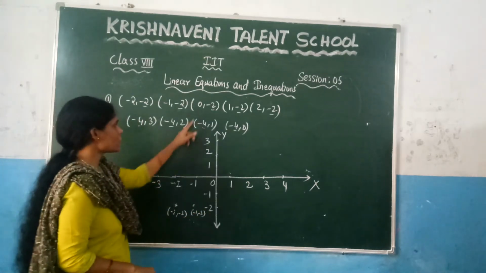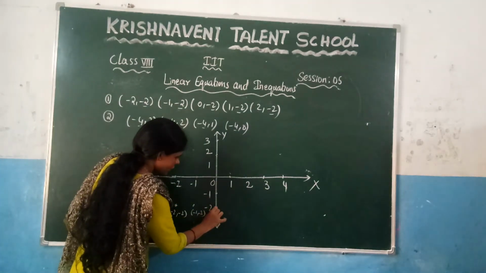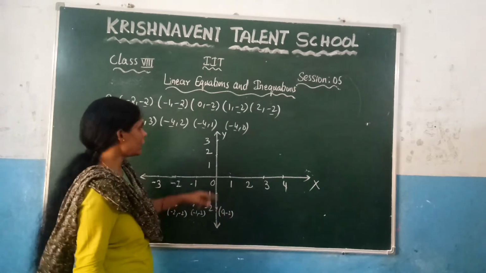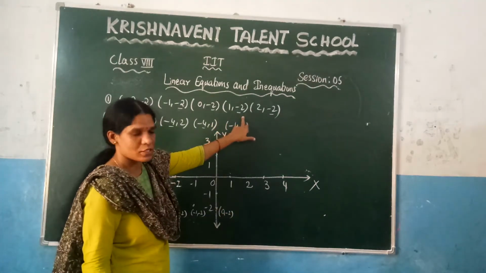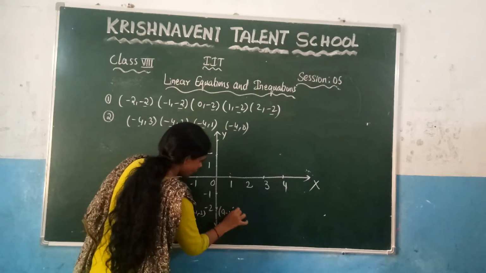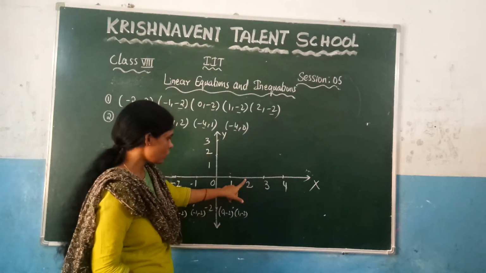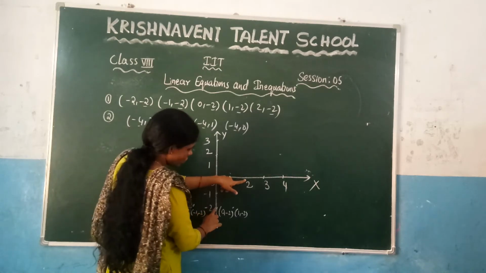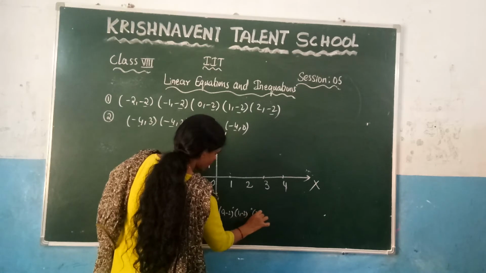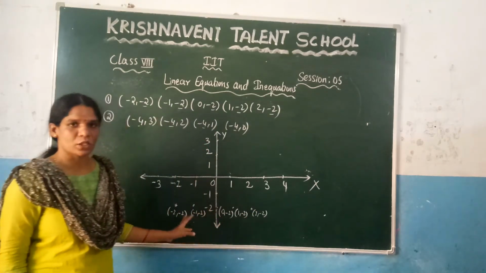Now you need to represent (0, -2). This is 0 and this is -2. This is nothing but (0, -2), so here you will get (0, -2). Similarly, for the next point (1, -2). This is 1, and again this is -2. Here you will get (1, -2). And after that (2, -2). This is 2, and where is -2? This one. So you need to take the intersection point. You will get here (2, -2).